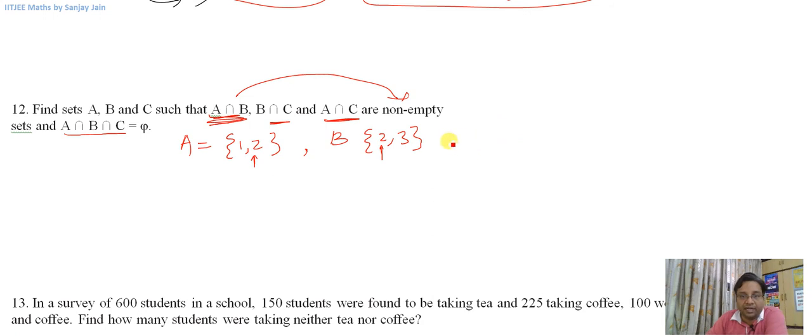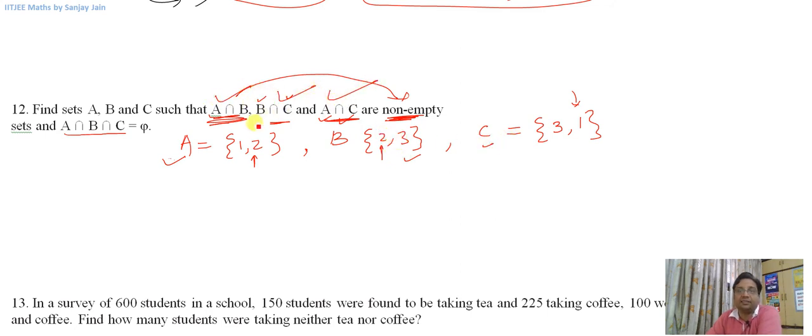Similarly, I need to consider C in such a way that set B and set C are having something in common. So let me assume this as 3 and 1. Why did I take 1 here? Because set C and set A should also have something in common, because their intersection should be non-empty. So by considering these sets, I have made sure that these three intersections are non-empty sets.